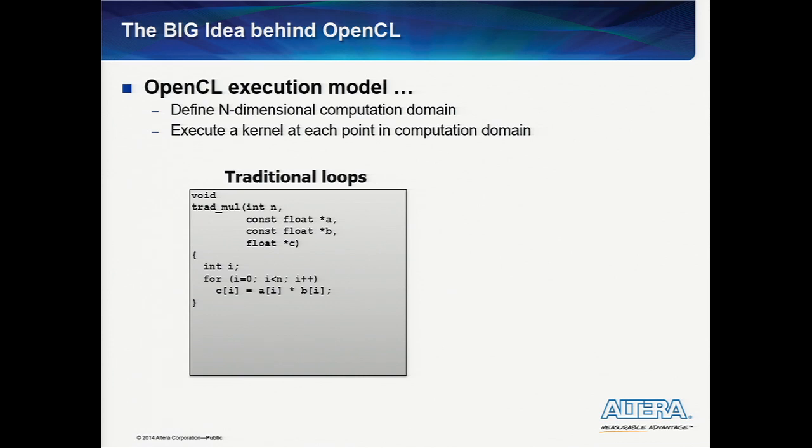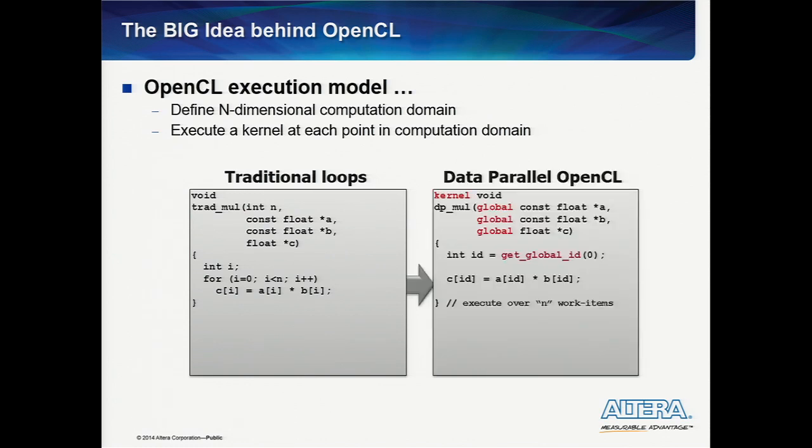This is a lot like SIMD. So instead of your traditional loop, where each iteration is going to do the same sort of calculation with different data, in OpenCL, you're going to define a kernel, and the loop becomes implicit, where each thread is now operating on a different piece of data.